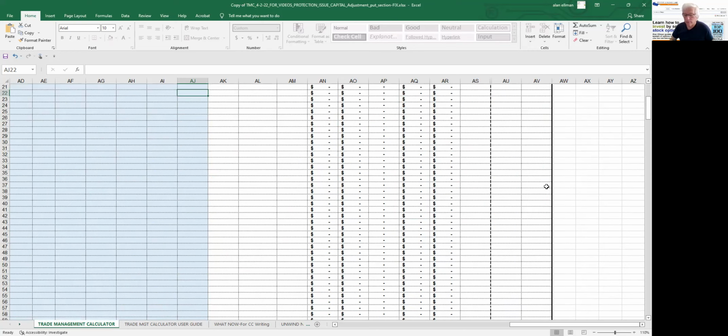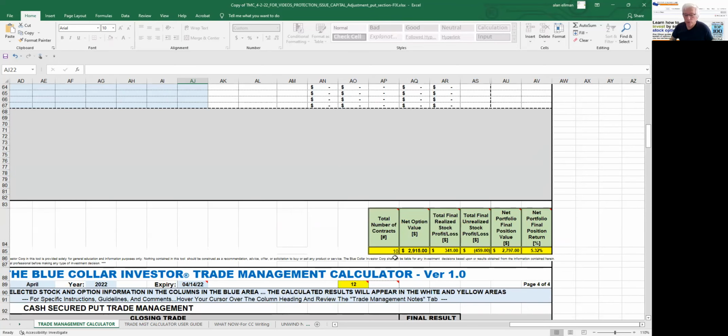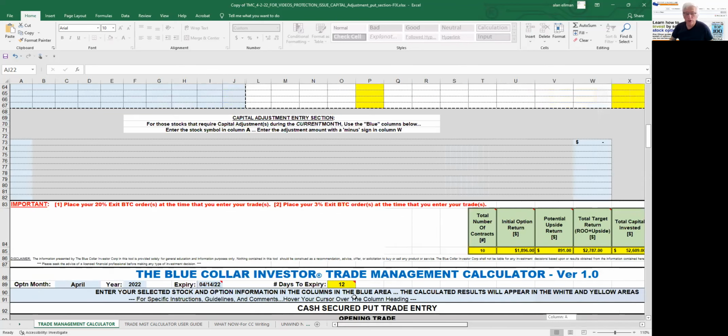Now, if we scroll down here, you see now the number of contracts went from 9 to 10, and it shows us that our net cash positive profit was $27.97. Okay, and that was a combination of the net option profit, the realized stock profit, the unrealized stock loss, and that resulted in a 33-day return of 5.32%. So that gives you your total post-adjusted return.